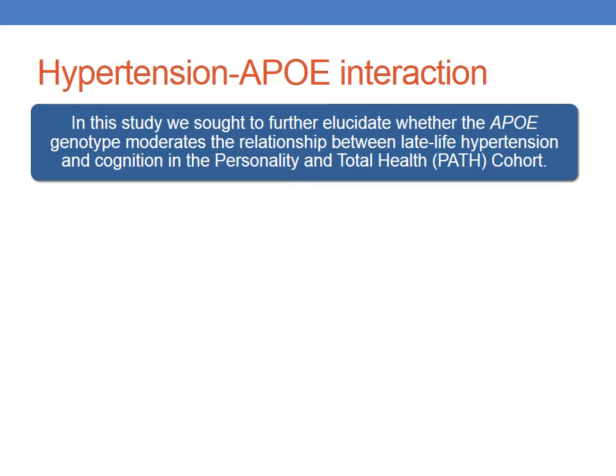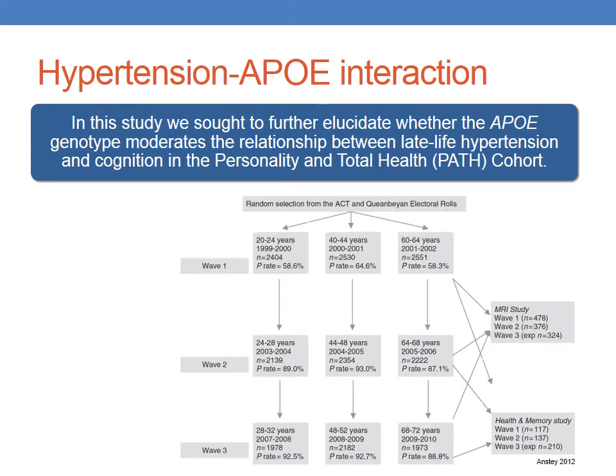So this led to the first research question I was looking at in my PhD. This was to elucidate whether the ApoE genotype moderates the relationship between late life hypertension and cognition. And for this I'll be using data collected from the Personality and Total Health, or PATH Through Life cohort, which is a longitudinal study of community-dwelling individuals that is investigating the well-being of these individuals over time, with a particular focus on depression, anxiety, substance abuse, and cognitive ability.